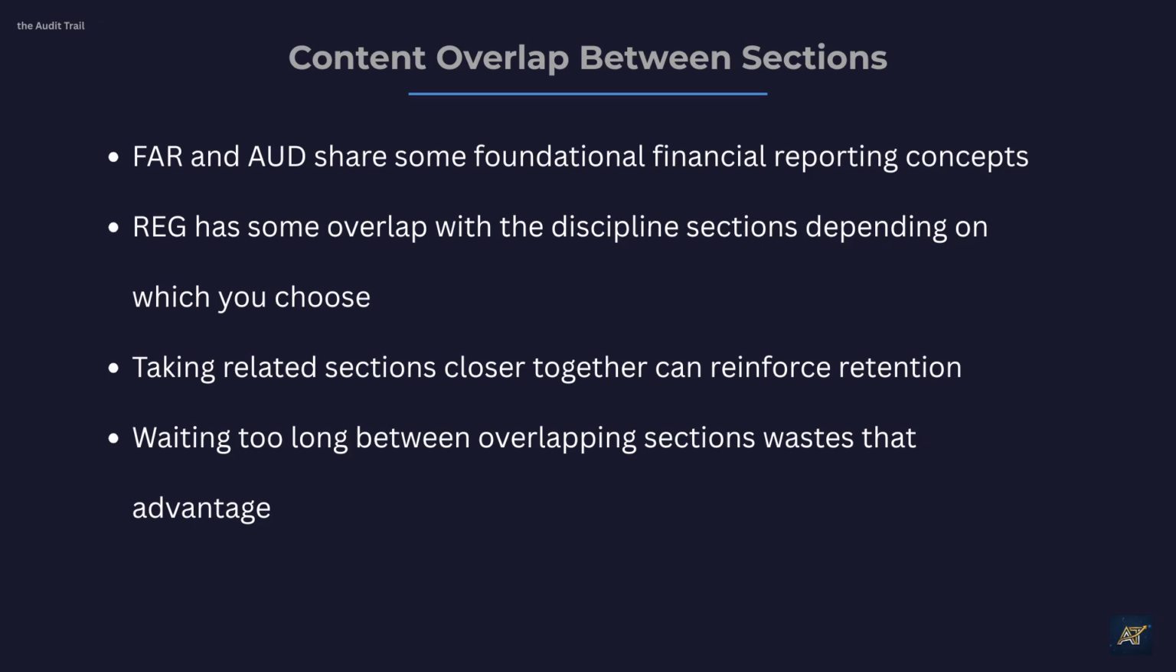The overlap between sections is worth paying attention to, because it can work in your favor if you sequence things right. FAR and Audit share some foundational financial reporting concepts. Understanding how financial statements are built in FAR makes it easier to understand what you're auditing in Audit. Reg has some overlap with certain discipline sections depending on which one you choose, particularly if you're leaning toward TCP given the tax content overlap. The practical implication is that if you wait too long between sections that share content, you lose some of that natural reinforcement. Studying FAR, taking a 6-month break, then starting Audit, means you're relearning some foundational material instead of building on it.